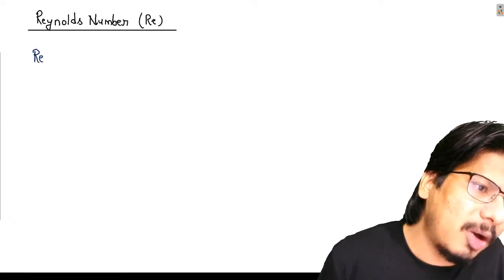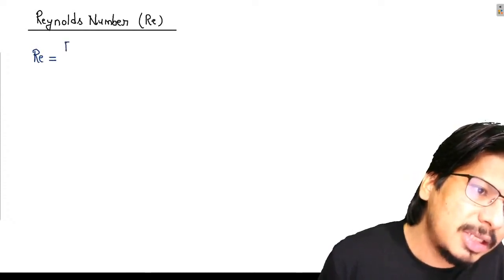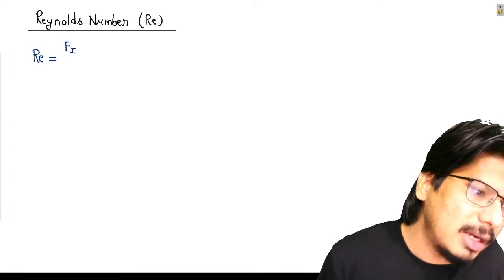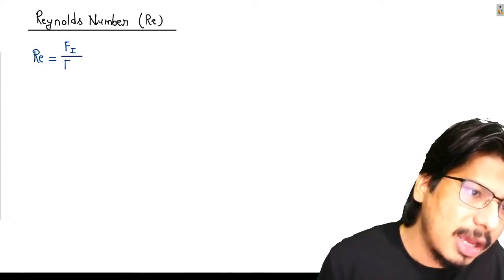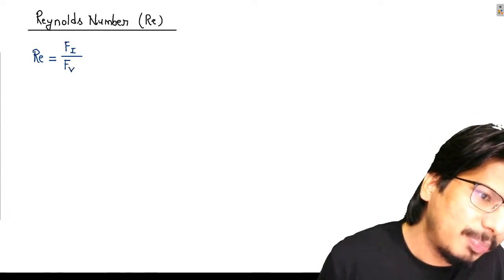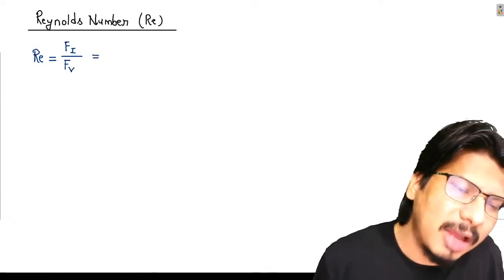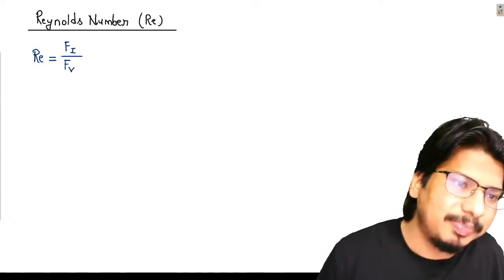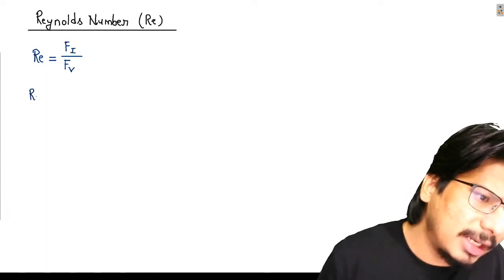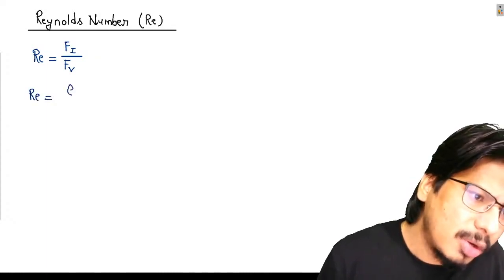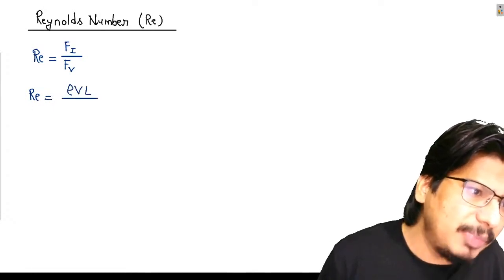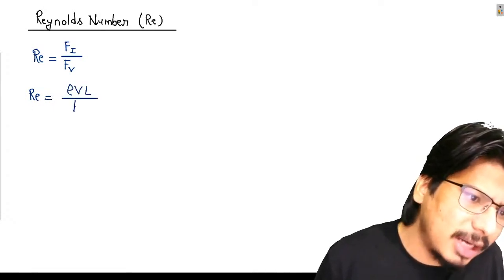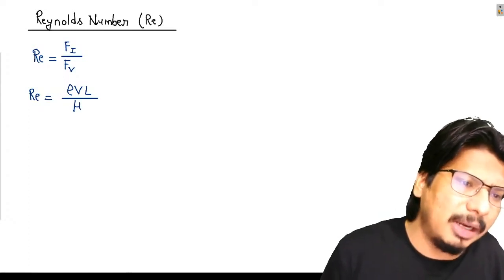We started: Reynolds number is equal to what? Inertia forces divided by viscous forces. And finally after solving, I was getting rho capital V capital L by mu, that is rho V L by mu.